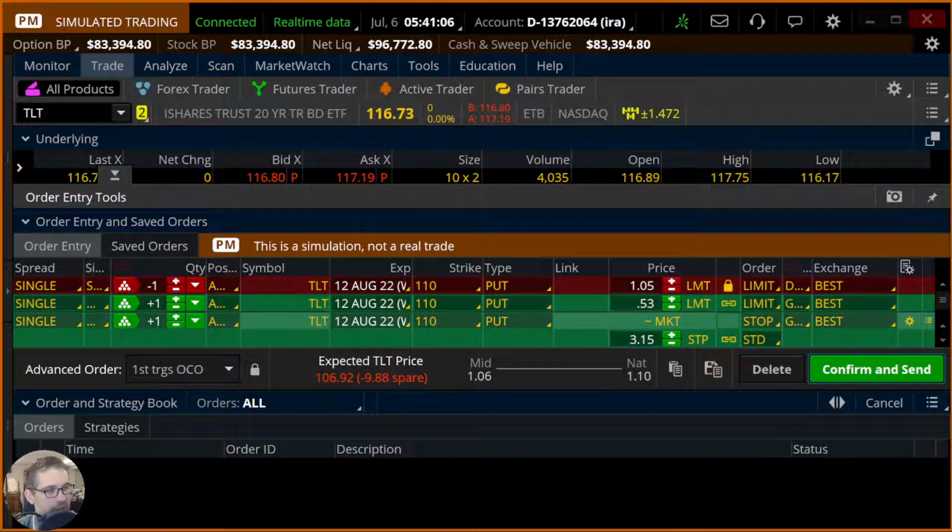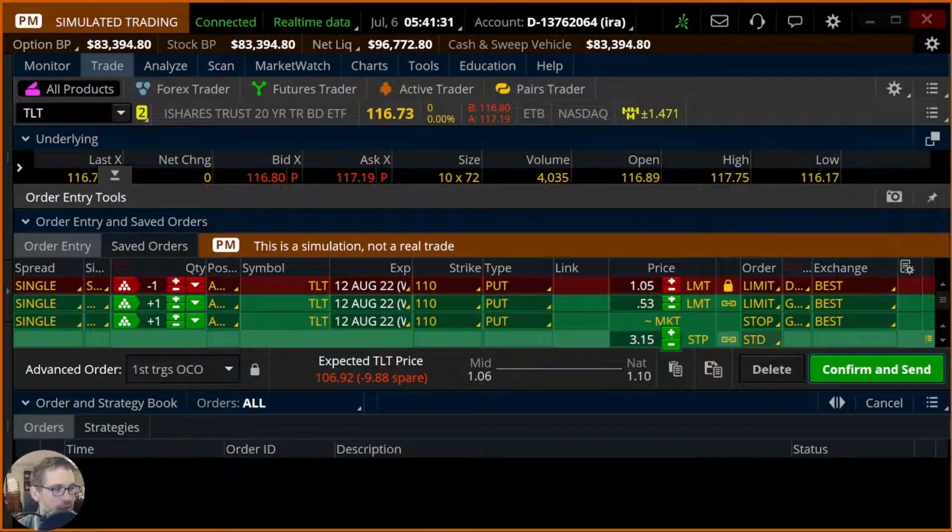And should it move against us, should TLT come down and the value of that put goes up to $3.15, once that happens, that triggers that stop, which turns it into a market order, which will buy it back at as close to $3.15 as it possibly can get, and then therefore we will get ourselves out of that trade at 3 times the credit received, also a Tasty Trade mechanic.